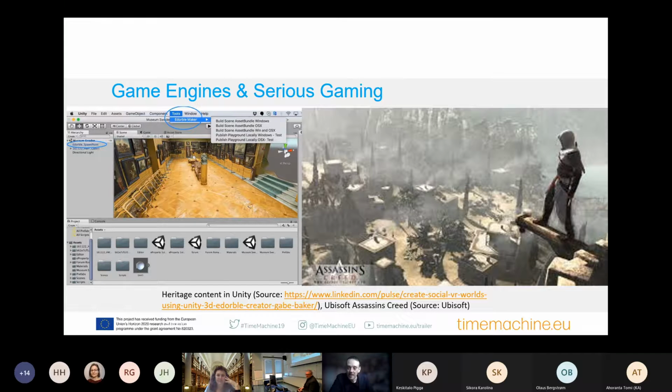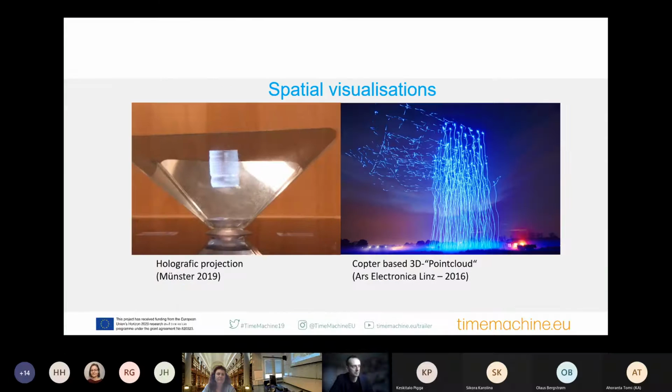Okay, on the right side, there's another example, and that means that also in games, in that case, Assassin's Creed, frequently some, I would say, opportunities for exploring history and heritage within the gaming environments have been installed. So that's maybe another trend where the edutainment is, I would say, reaching from a game perspective.